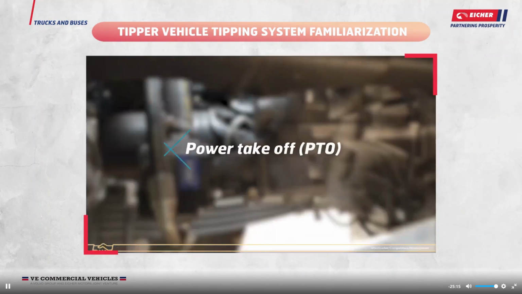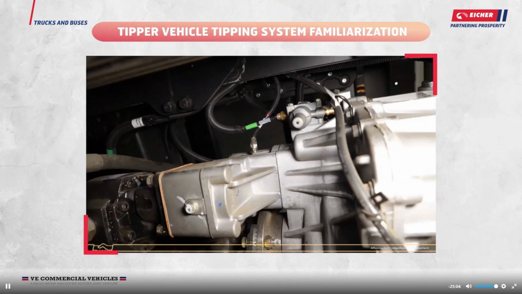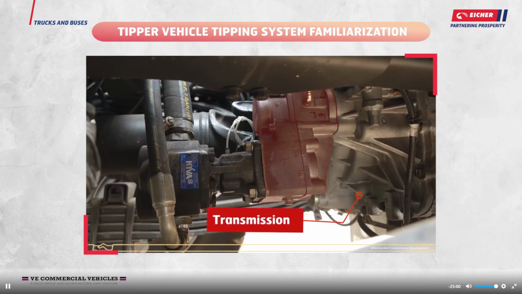Power takeoff, PTO. Power takeoff is a gear mechanism device which allows transferring power from vehicle transmission to drive hydraulic pumps. Normally, it is pneumatically air pressure controlled. PTO is fitted with transmission as shown.